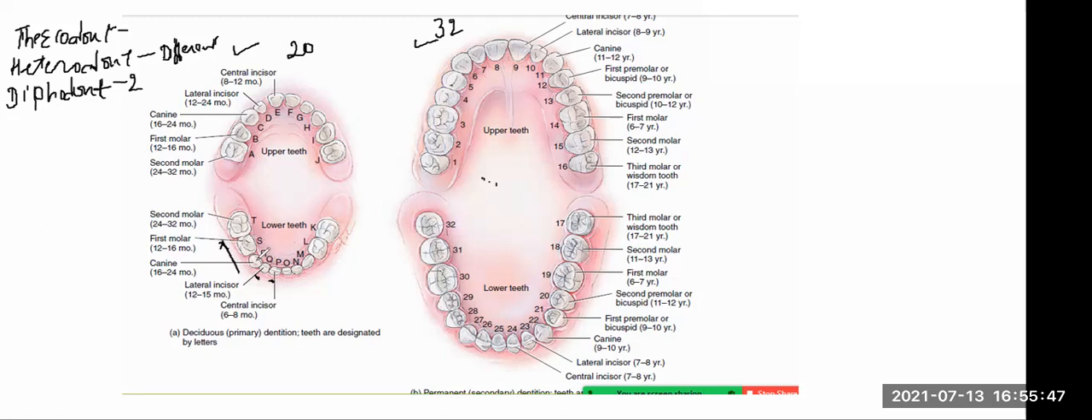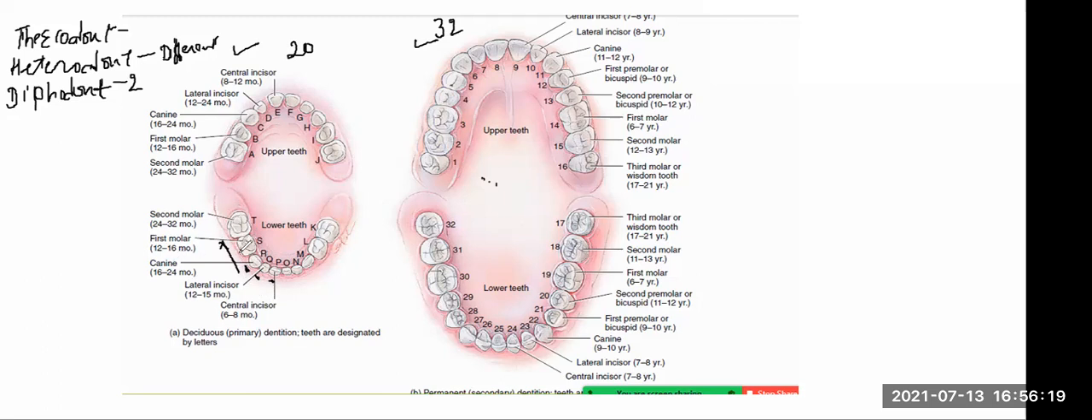Then as you keep moving posteriorly inside, this is the tooth which we call the canine. These are canine teeth, and the shape of the tooth is dagger shaped. They have pointed ends, which are used to tear and shred food. Their shape is dagger shaped and their function is to tear and shred food.